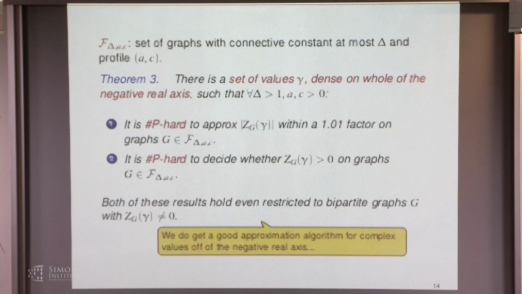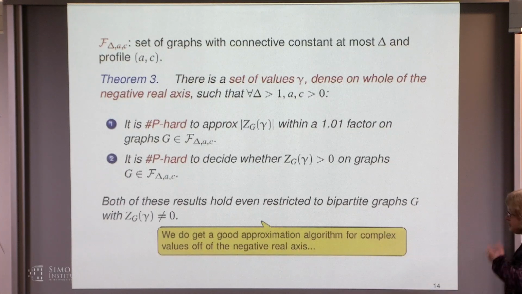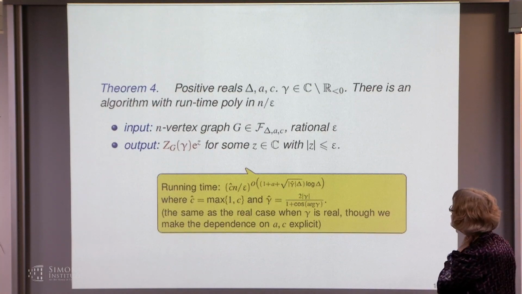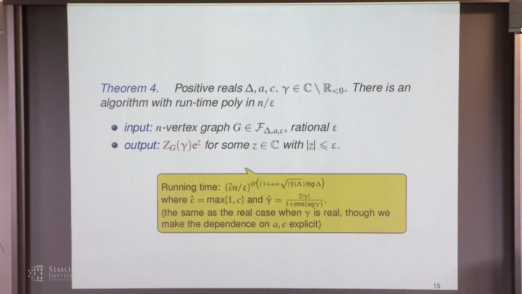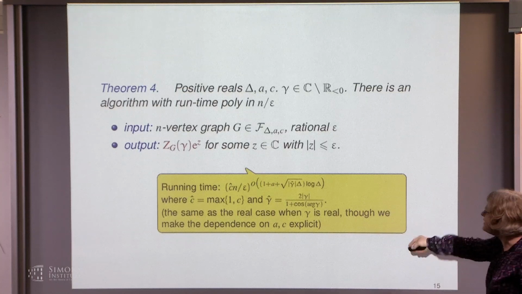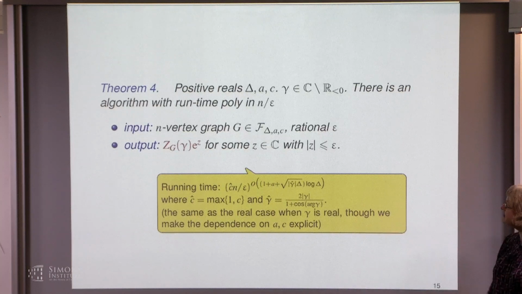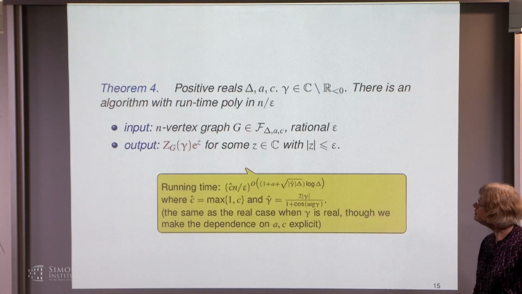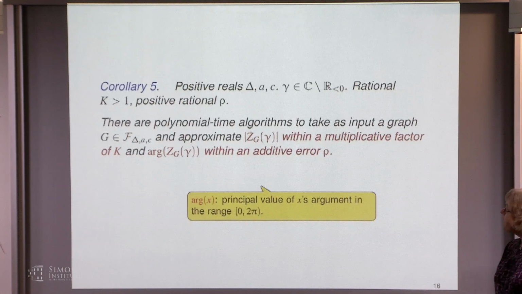Okay, and then we do get an approximation algorithm off of the negative real axis, and that's based on correlation decay. And I put in the runtime. I don't know if you really care, but the bottom line is we borrowed loads and loads of things from the paper on the positive real axis, so it's hardly surprising that we got what would amount to the same running time. So it's a generalization rather than an improvement there. Okay, good.